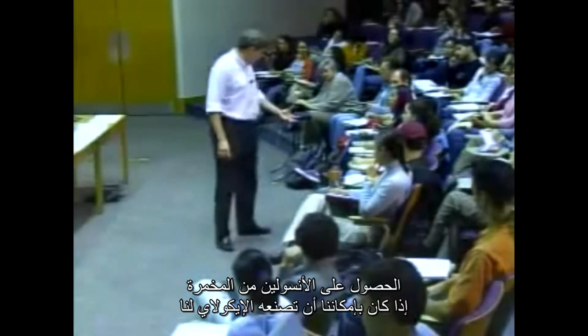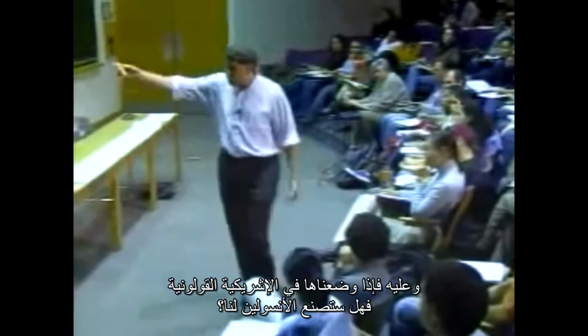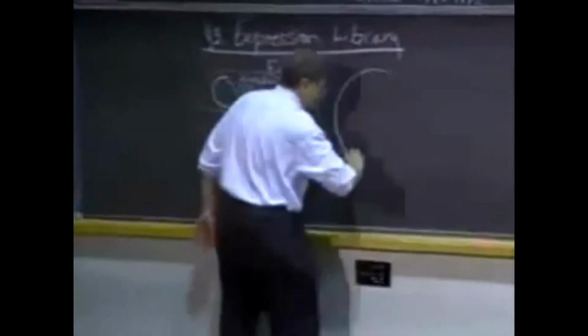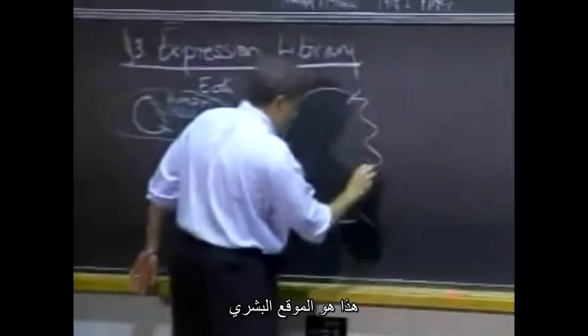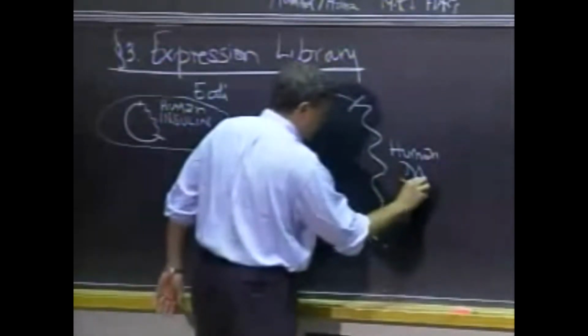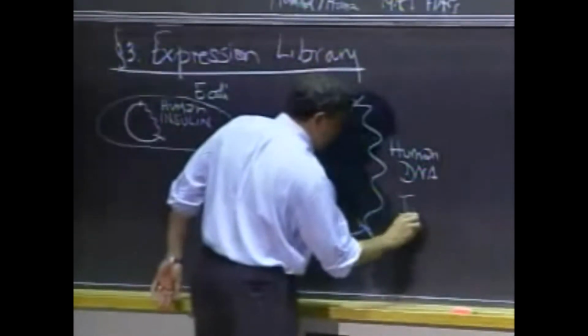It would be much easier to get insulin from a fermenter, right, if you could just ask E. coli to make it. So if we put it into E. coli, will it make insulin for us? Here's the human locus, the DNA for insulin. Will it make insulin?